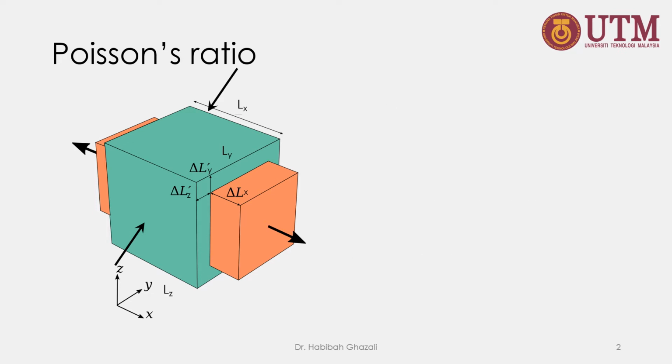To define Poisson ratio precisely, let's take a closer look at the cube when we apply tensile force. Lx, Ly, and Lz here are the original dimensions of the cube. Delta Lx, delta Ly, and delta Lz are the changes in these dimensions after the load is applied. Now we can write up our strain in all of these three directions. Just a quick reminder, strain is defined as the change in length divided by the original length.